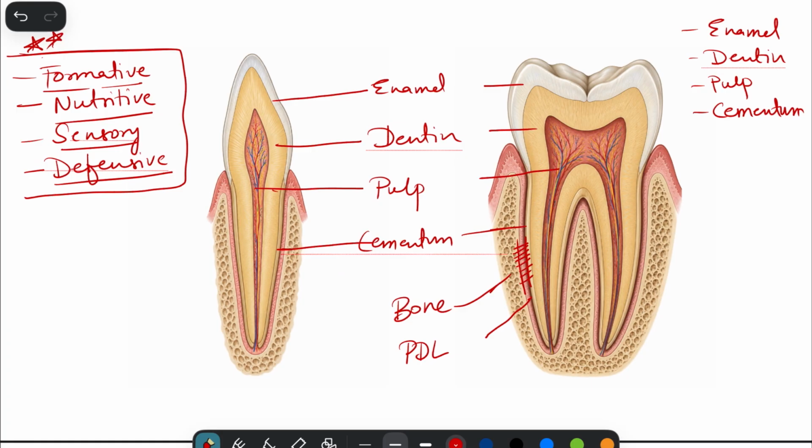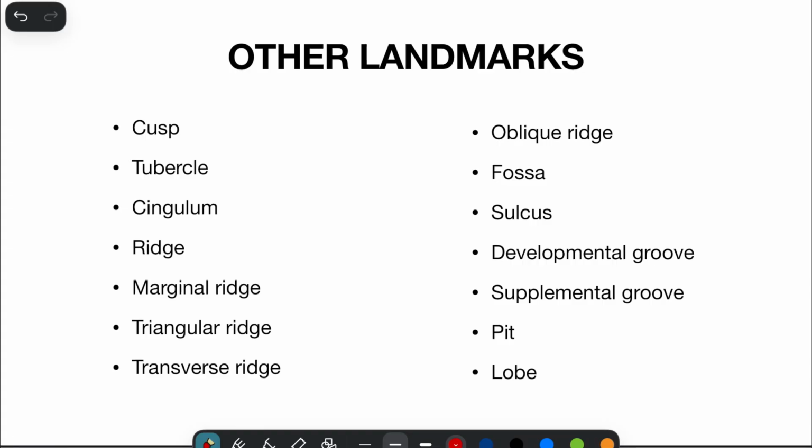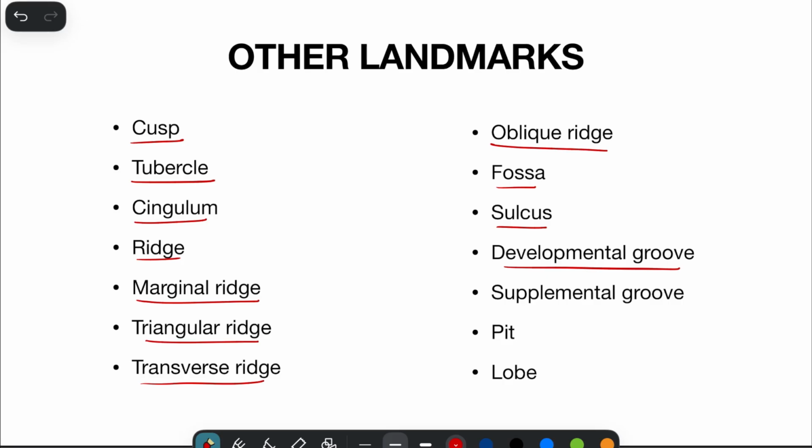Now, let's move on to the landmarks. So, here we are going to discuss cusp, tubercle, cingulum, ridge, marginal ridge, triangular ridge, transverse ridge, oblique ridge, fossa, sulcus, developmental groove, supplemental groove, pit, and lobe. So we'll get into each of these one by one.